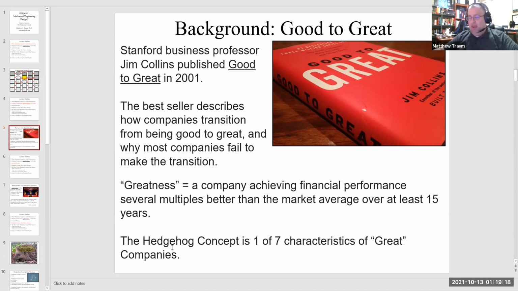performance. And then, just to point out that the hedgehog concept is not the end all be all gospel of Good to Great. It's actually one of 7 characteristics of a great company. So it's just one facet, but because we are thinking a lot about new product development and potentially founding companies, and thinking about how to differentiate our product in the design course from other competing projects from other teams, Good to Great seems like a really relevant thing to talk about right at this particular moment.